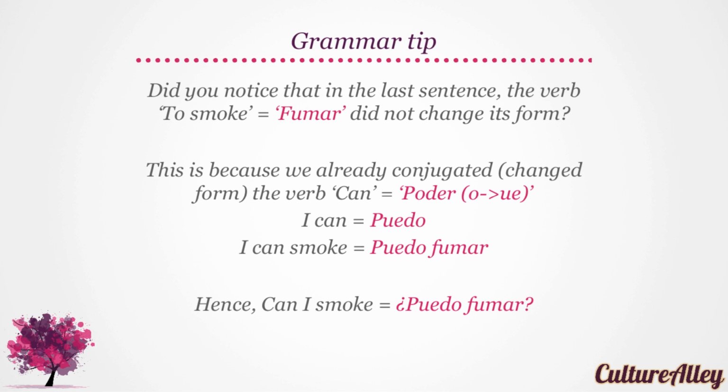Did you notice that in the last sentence, the verb to smoke or fumar did not change its form? This is because we already conjugated or changed the form of the verb can or poder. Remember, I can became puedo. Therefore, I can smoke becomes puedo fumar. Hence, the question form can I smoke becomes puedo fumar.